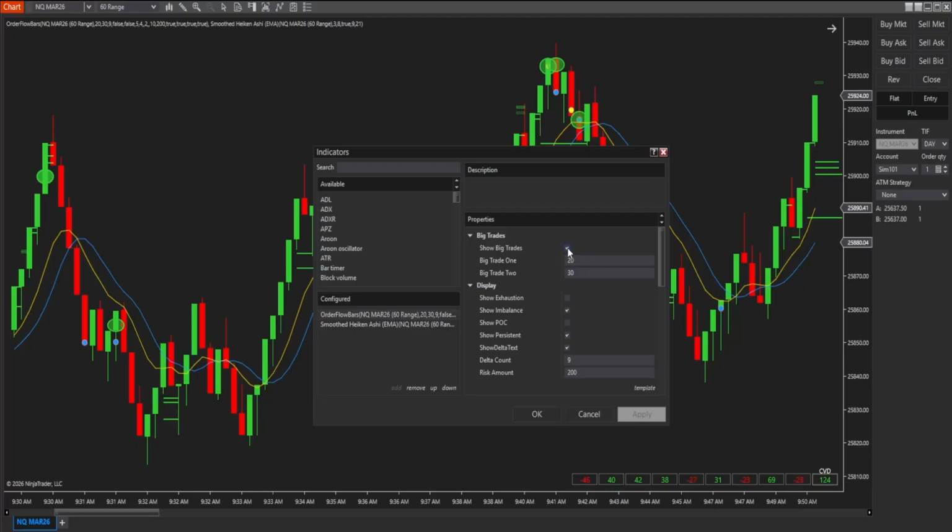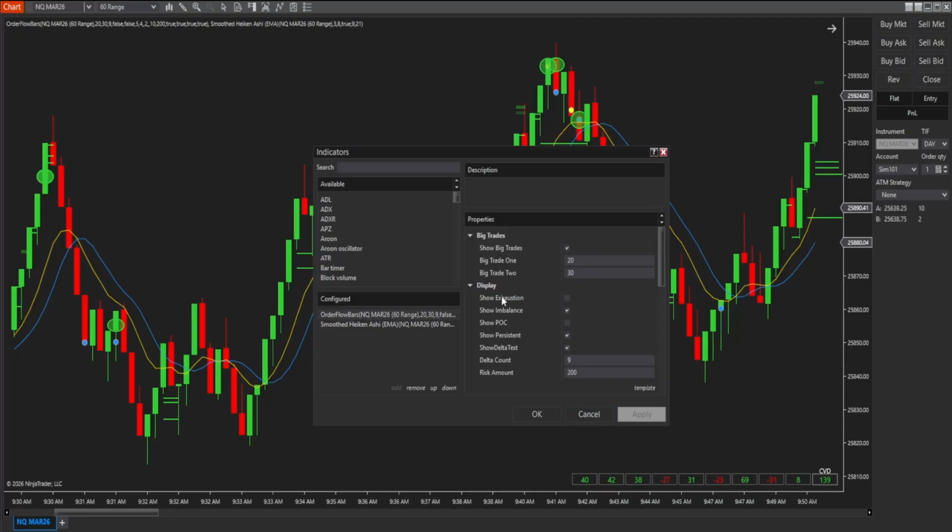Then we have the order flow bars here. We have show big trades: yes. Big trade 1 is like 20 contracts, so those are the little blue and yellow dots between 20 and 30 contracts. And big trade 2 has to be 30 or more contracts. That is for just one trade. It doesn't mean 5 contracts with 6 trades. It just means that 30 or more contracts got executed in one trade, so there's a big player executing an order.